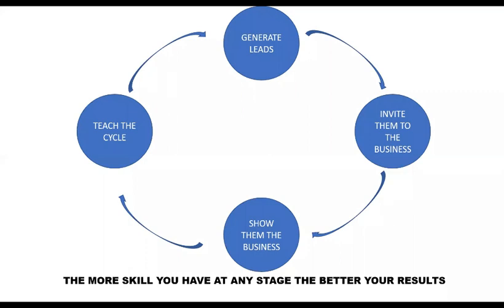So in front of you here now, you need to look at it and ask yourself, what are you doing in the business? Generate leads, invite them to the business, show them the business, teach the cycle. Simple. These are the core things that will make your business successful. Now, when you want to enhance this, you start talking about handling of objections, getting them started, and the rest of other stuff. Those are the things that come into the enhanced success cycle. But for the basic success cycle, this is what it is.